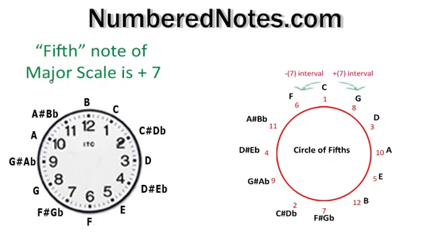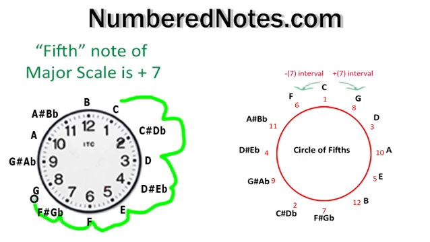So when it comes to the circle of fifths, it always means that the fifth is 7 above the starting point. If you count 7 half steps in traditional notation, you start on the C and you go 1, 2, 3, 4, 5, 6, 7, and you would end up going from C to G.